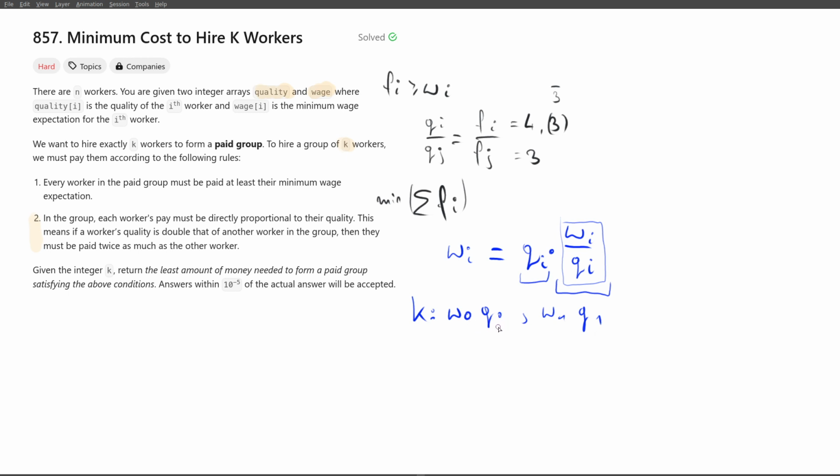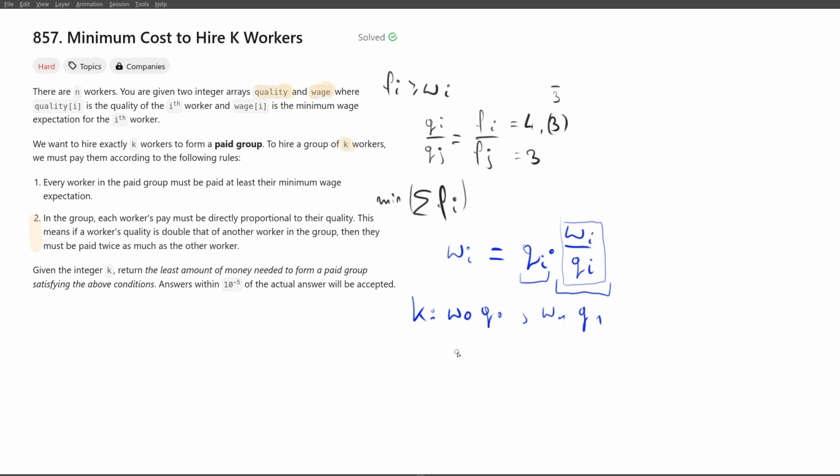This guy gets Q0 times W0 divided by Q0, same for this one. But now for them to be satisfied with their pay, to be paid in proportion to their qualities, when this guy expects to be paid this much for every unit of his quality, then if another guy expects to be paid more for every unit of his quality, everybody else would also have to be paid at least as much for every unit of his quality, right?